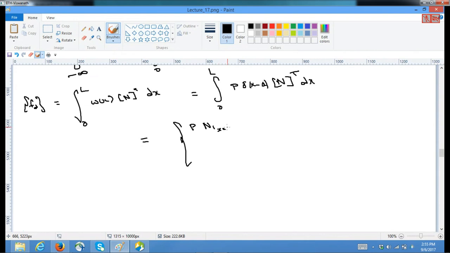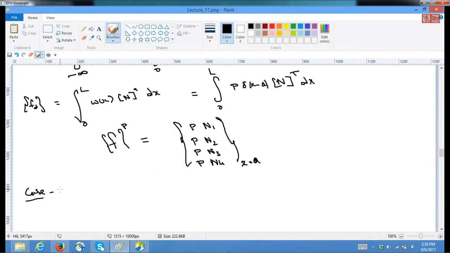That would give us, if I integrate everything, P times N1 evaluated at x equals a, P times N2, P times N3, P times N4, all evaluated at x equals a. So this is what would be the load vector because of the point load. Okay, this is the simplest thing.